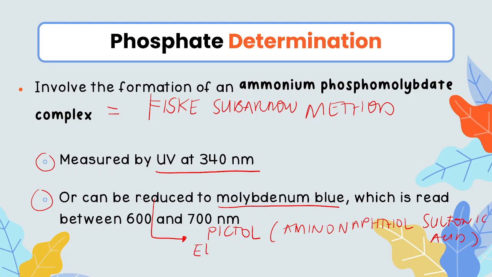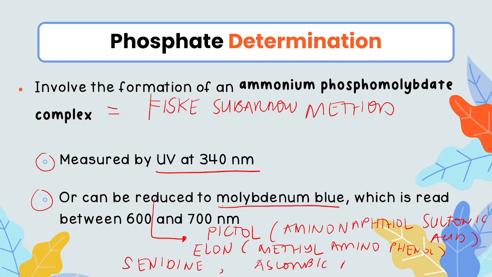So, you also have your elon. Elon here is a methyl aminophenol. Then we also have your cenidine. And we can also make use of your ascorbic acid. Again, these are your reducing agents, kids, so that we could get your molybdenum blue, which is then read using your spectrophotometer.